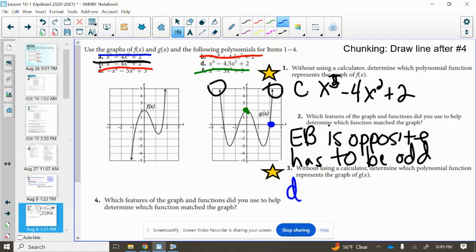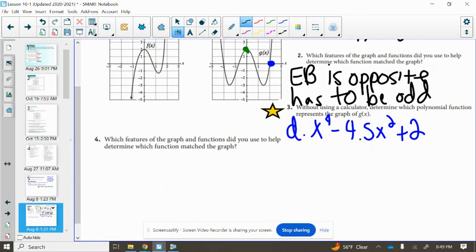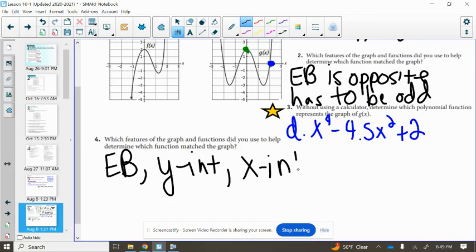D. So this time graph D would best represent this, and again, that's x to the 4th minus 4.5x squared plus 2. And again, some features that we used were the end behavior of the graph, the y-intercept, and the x-intercepts. All of those helped us determine which of these functions would match up.